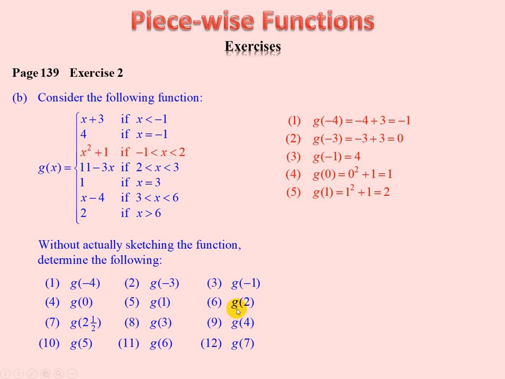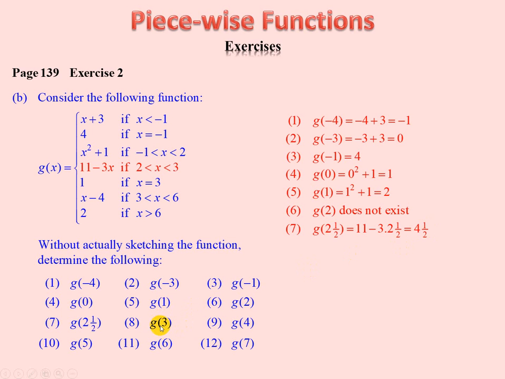Next one, g of 2. We have a problem with g of 2 because if we have a look there, x squared plus 1 is only for less than 2, and 11 minus 3x is only for greater than 2, so we have the function not defined at 2, so therefore we can say it does not exist. g of 2.5 falls between 2 and 3, therefore we have 11 minus 3x for g of 2.5. Substitute 2.5 into there, and we get minus 4.5.